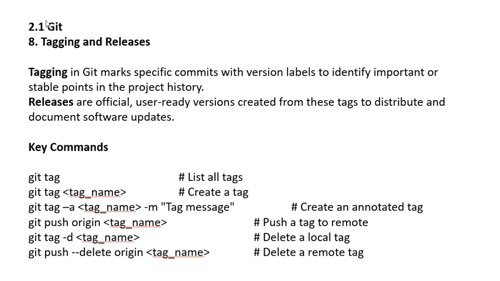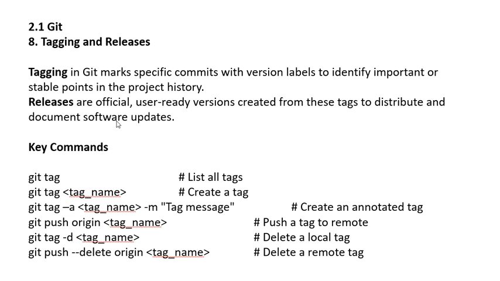Today we learn about version control, and the subtopic is Git tags and releases. Inside the add command is tagging and release. Tagging in Git marks specific commits with version labels to identify important or stable points in a project's history, and a release is an official, user-ready version created from a tag.